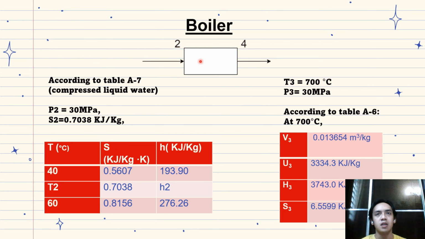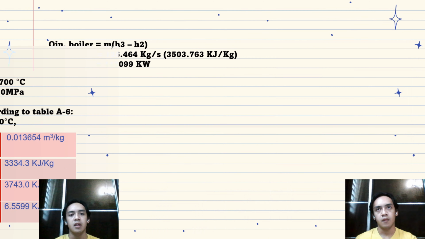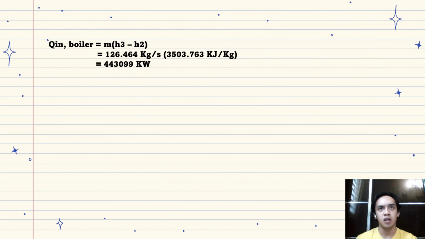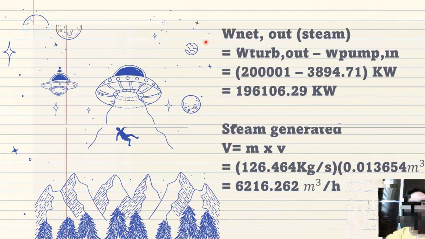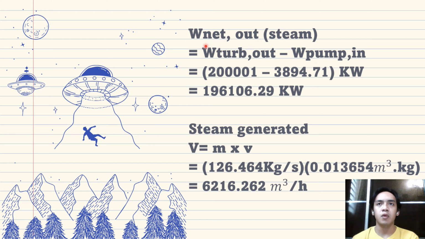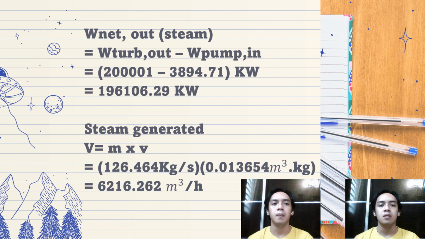For the boiler, the properties in streams 2 and 4 were already found in the previous calculation. And so, the heat transfer into the boiler can be calculated, which is 443,099 kilowatts. To find the net work output of the Rankine cycle, the work produced by the turbine is subtracted by the work required by the pump. Steam generated can also be calculated, with mass flow rate multiplied by the specific volume.